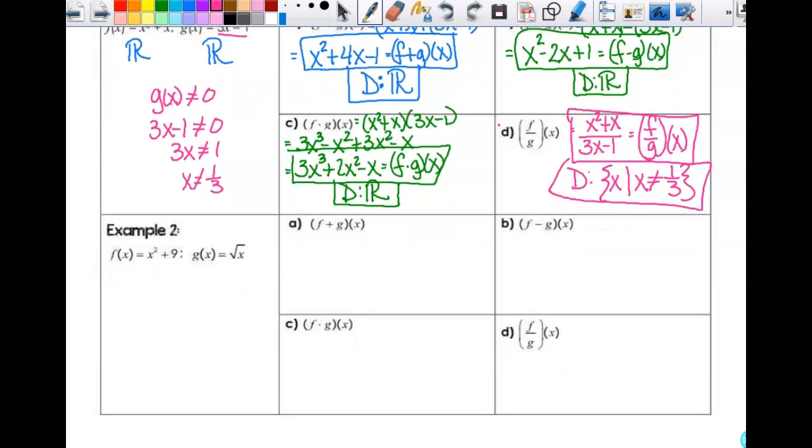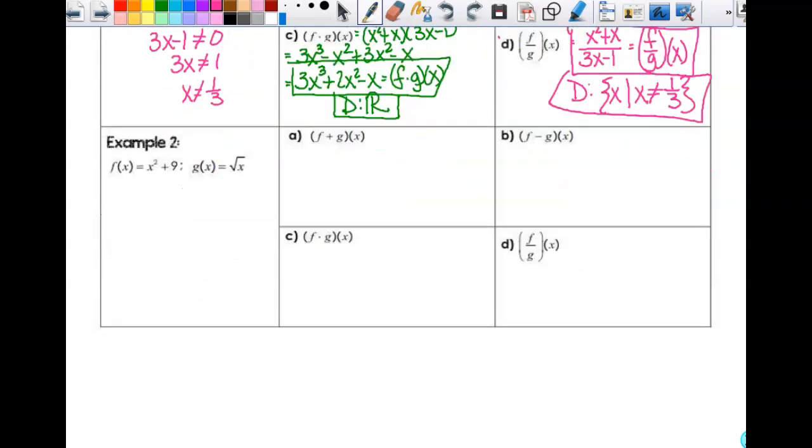All right, let's look at number 2. So here, I've got f plus g of x. So that will give me x squared plus 9 plus the square root of x. All right, well, those parentheses really don't do anything for me here, so I don't necessarily need them. Pretty much done. I'll just write x squared plus the square root of x plus 9, and that equals f plus g of x. There's really nothing else we can do.